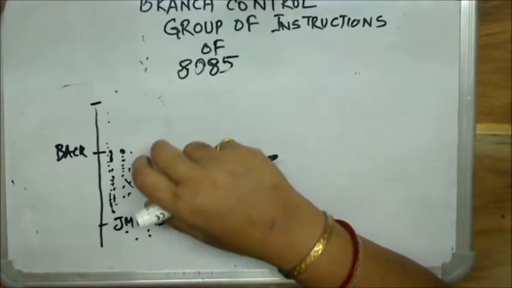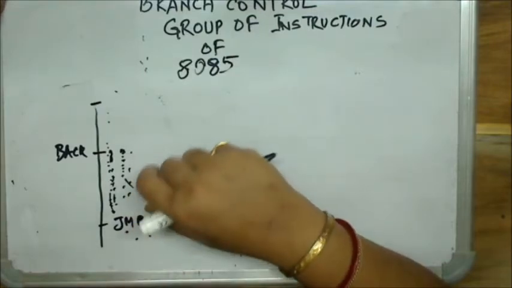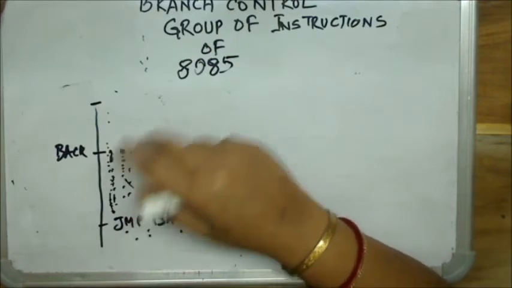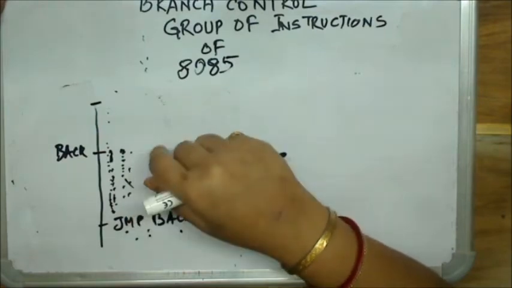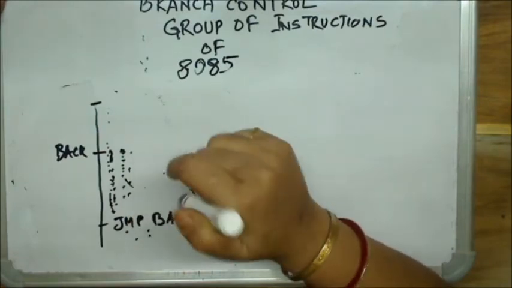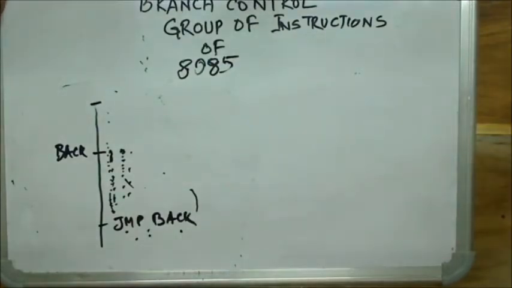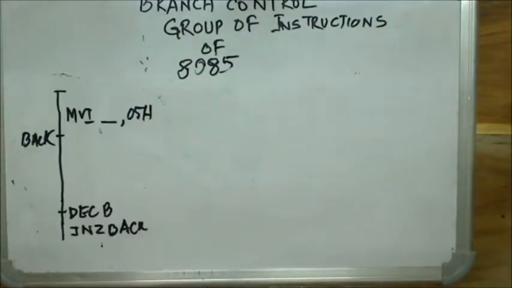So how to create an infinite loop? By putting an unconditional jump. It is as simple as that. If you put an unconditional jump, it will become an infinite loop. I will explain it here. Are you clear? Infinite loops are equally simple.